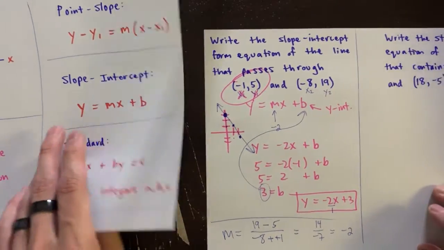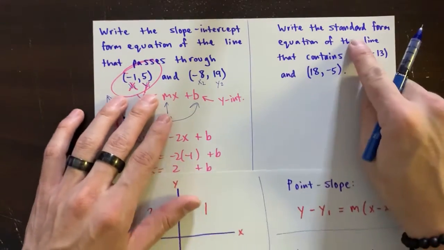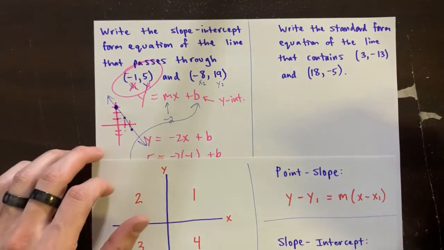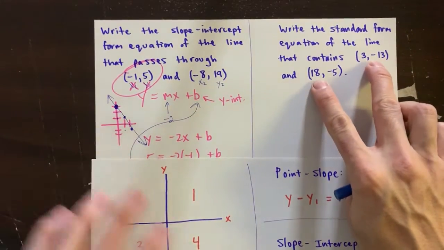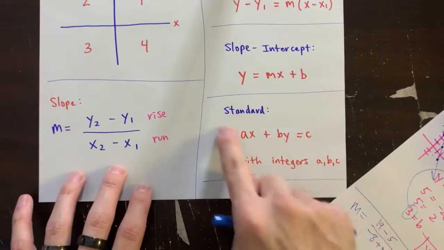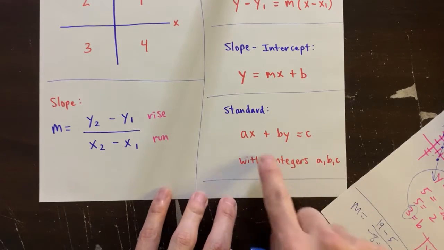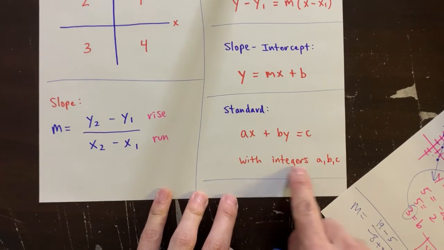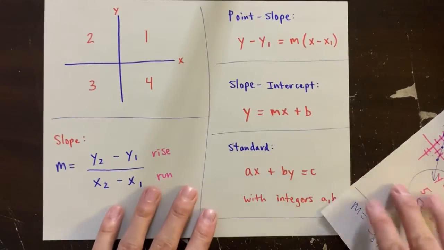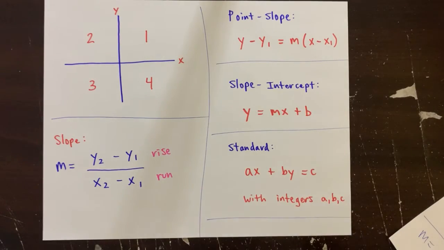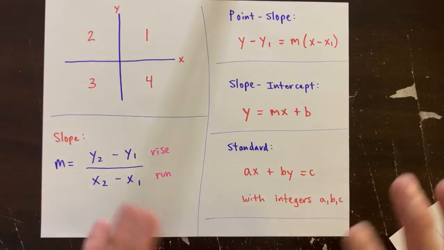Okay, let's try one more. How about this one here? So now we want standard form, and we're given 2 points. So let's see, standard form is this guy down there. It looks like ax plus by equals c, and a, b, and c have to be integers, like no decimals, no fractions. They have to be solid numbers. They can be positive, negative, or possibly 0, but no fractions, no decimals.